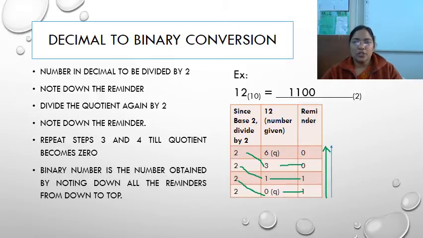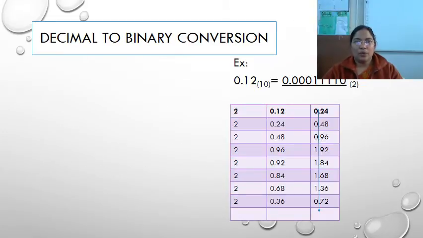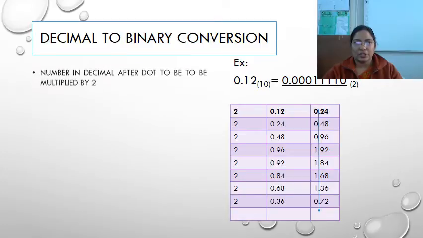Is it clear? 12 is the number given, and 2 sixes are 12, so the remainder is 0. Let's continue with one more example of decimal to binary conversion.